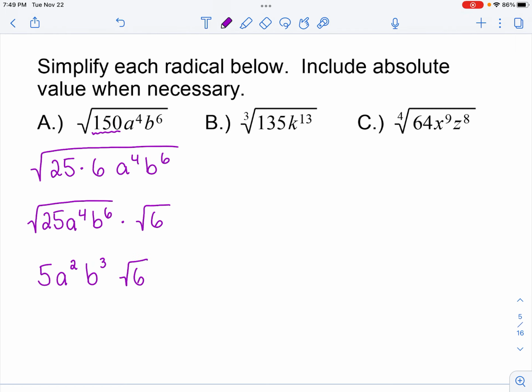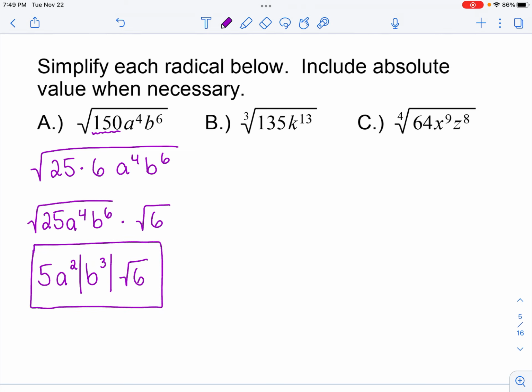Now, for any variable expression you need to ask yourself, do I need absolute value? So step 1 is decide, was this an even index root? Yes, it was a square root, so that means I might need absolute value. Second, did I have any odd exponents? Right here, this b cubed has an odd exponent. So I need absolute value around the b cubed to get to my final answer. So this is my final answer for simplifying part A.